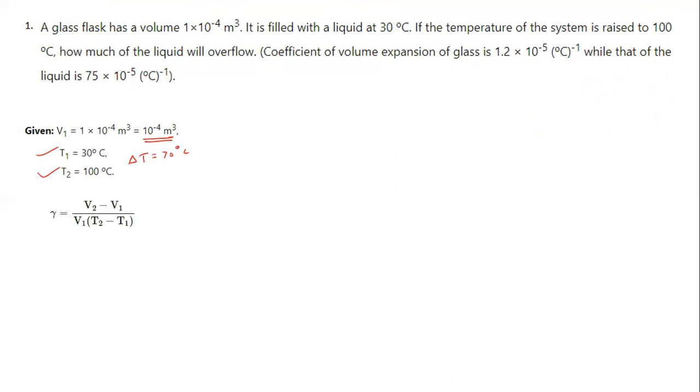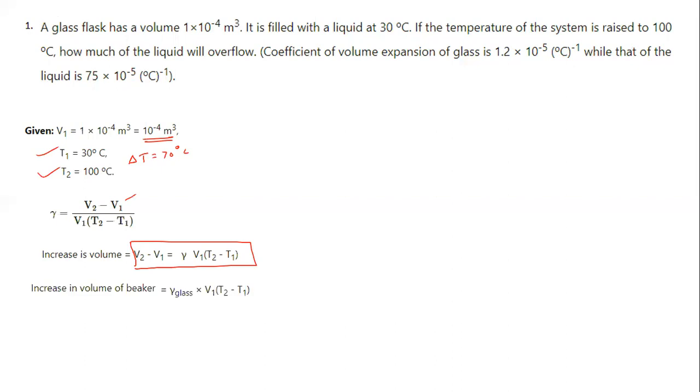So gamma equals V2 minus V1 divided by V1 into (T2 minus T1). By using that, we can write the formula for V2 minus V1, the increase in volume. The increase in volume V2 minus V1 is equal to gamma into V1 into (T2 minus T1). The same we can find for both the beaker, meaning the glass flask, and the liquid.